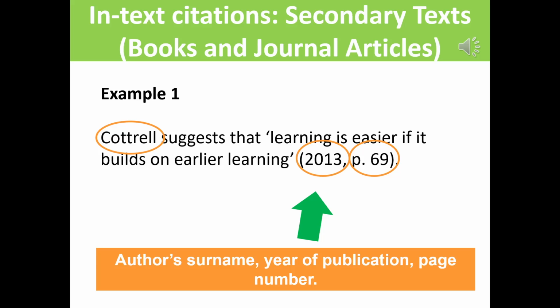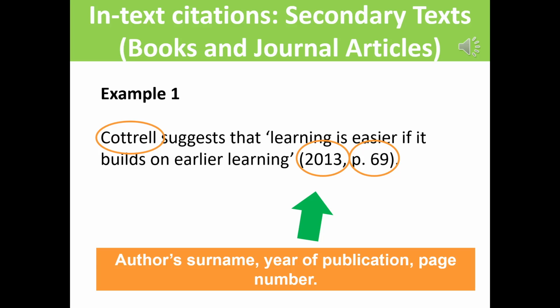So again, remember that your in-text citation is going to come immediately after the quote. If we're quoting from a secondary text and it's a book or a journal article, we need to give a little bit more information in the in-text citation than we do for the novel. As well as the page number of the book or journal article, we also need to give the year of publication. We don't need to give the full date if it's from a journal article. We don't need to say the 6th of May, we just need to give the year. And we also need to make sure that we've included the author's last name.